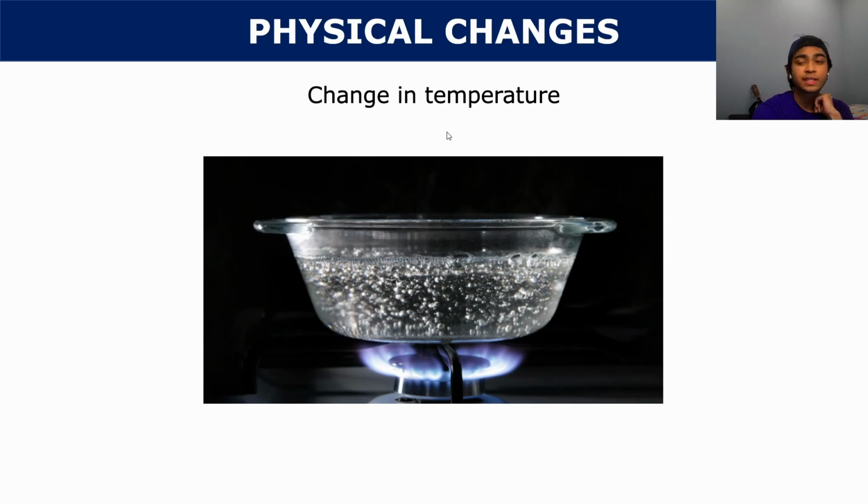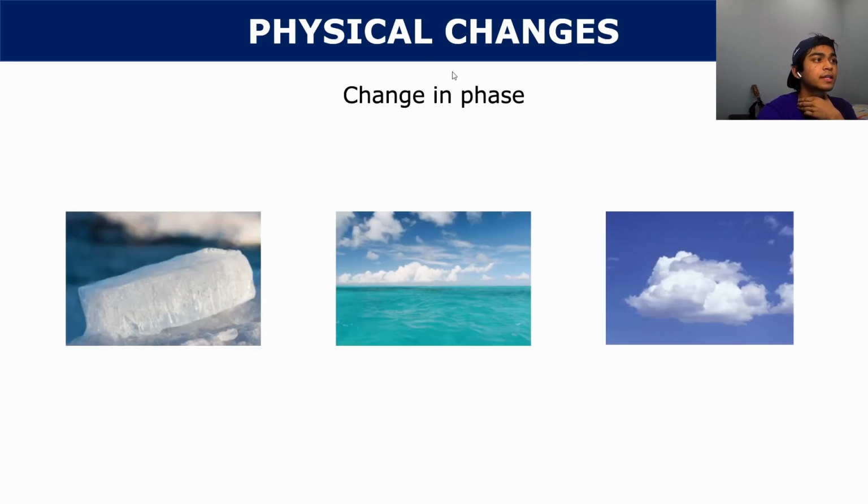Another physical change is a change in temperature. If you take water and you heat it up, it's still water. And this leads us to our next example, which is a change in phase. If you have ice, that's just solid water. And then if you have water, that's just liquid water. And a cloud is just gaseous water. It's still water in all three phases. So the whole water cycle is dependent on lots of physical changes. Again, all these are water. Nothing has actually changed except for the phase that the water is in.